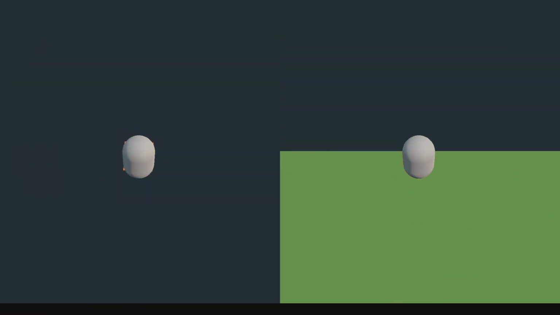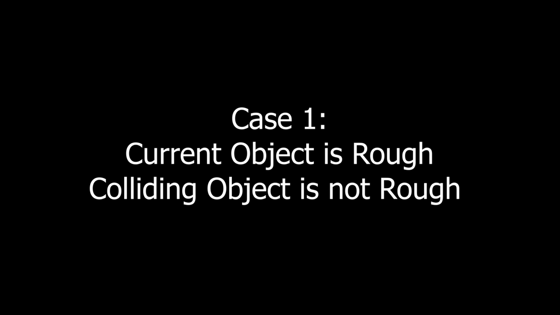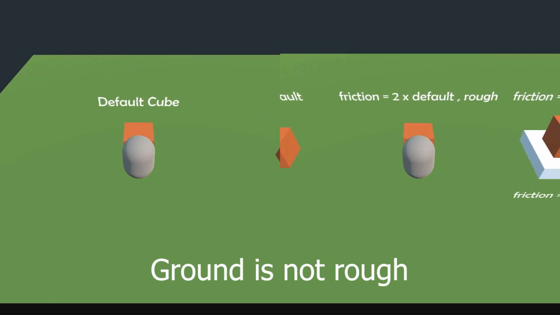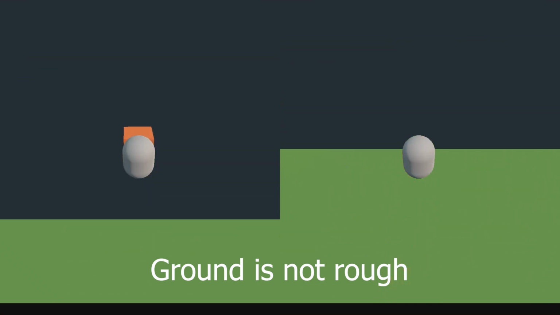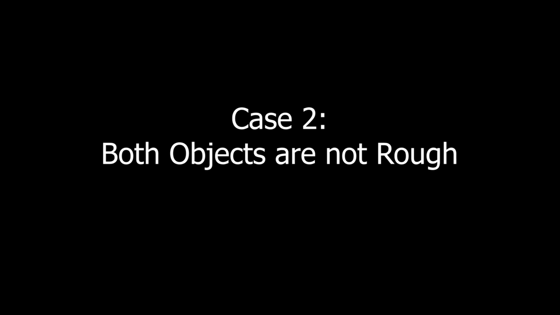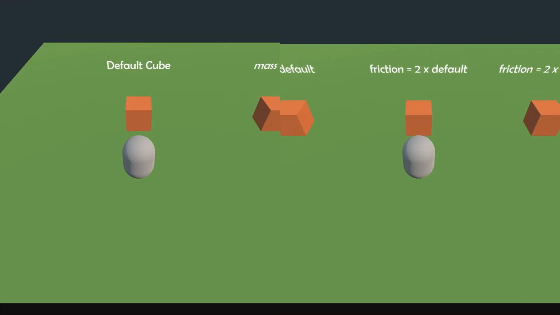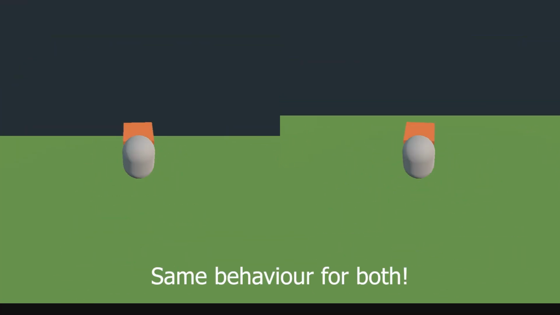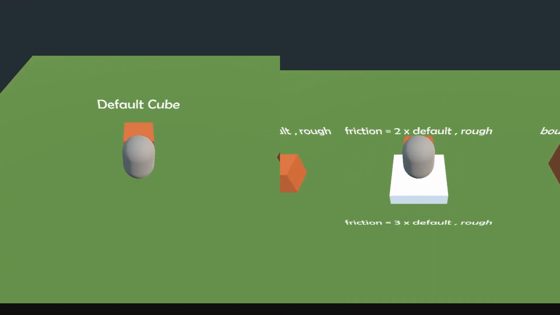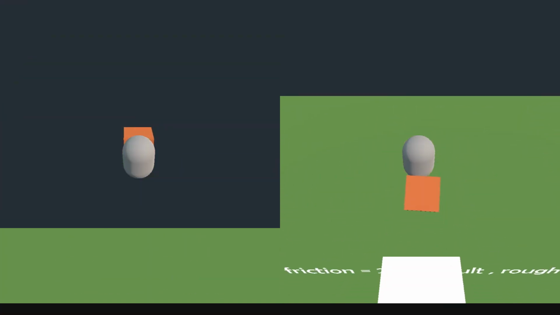For rough, there are three scenarios. Current object is rough, colliding object is not rough. In this case, Godot will use the roughness of the rough object. Both objects are not rough. Then, Godot will use the lower of the two frictions. Both objects are rough. Then, Godot will use the higher of the two frictions.